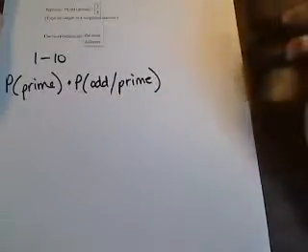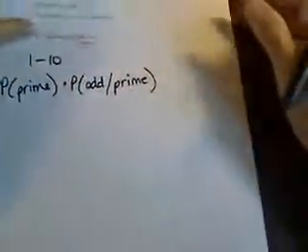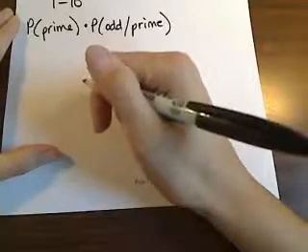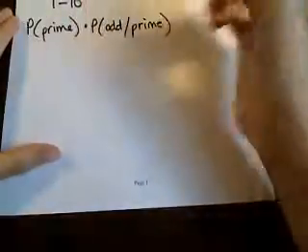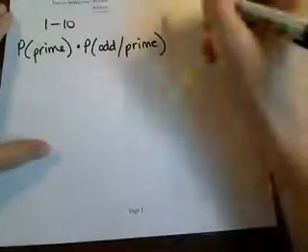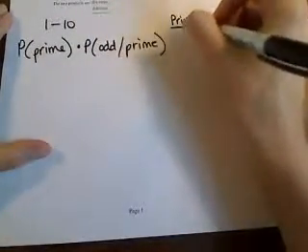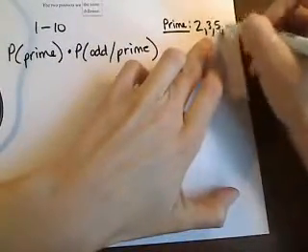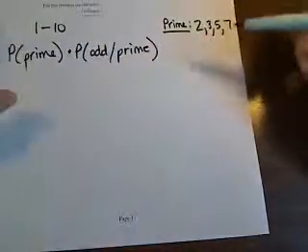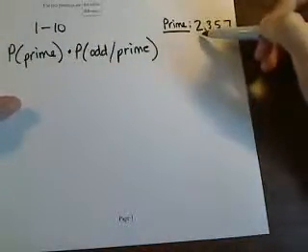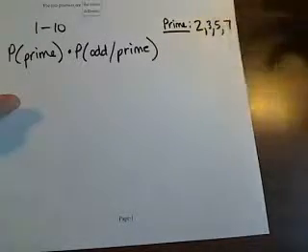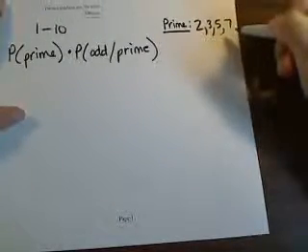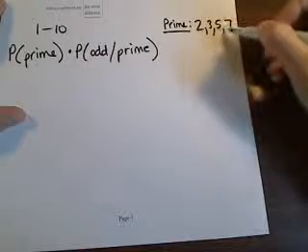Okay, so what we're looking at is the numbers 1 through 10, and we're randomly choosing some number here. The first thing we need to think about is the prime numbers. From 1 through 10, we have the numbers 2, 3, 5, and 7. Remember that the number 1 is not a prime number, so prime numbers start at 2, and just recall that prime numbers are numbers that are divisible only by 1 and themselves. So for the numbers 1 through 10, we actually have 4 prime numbers.